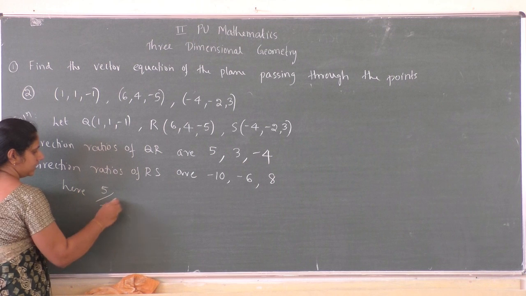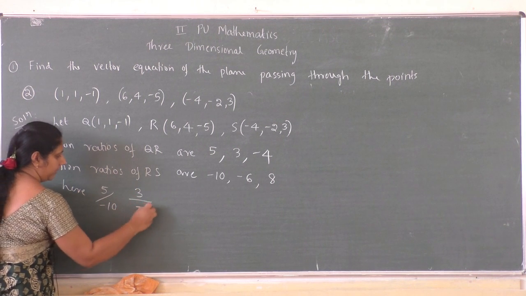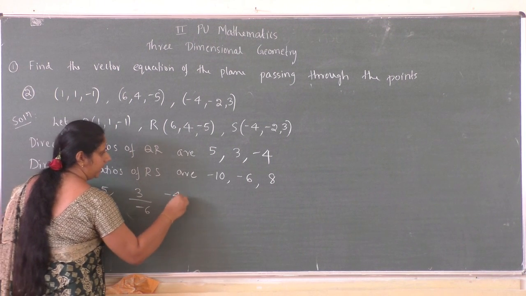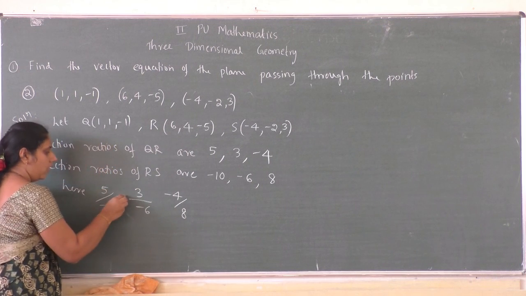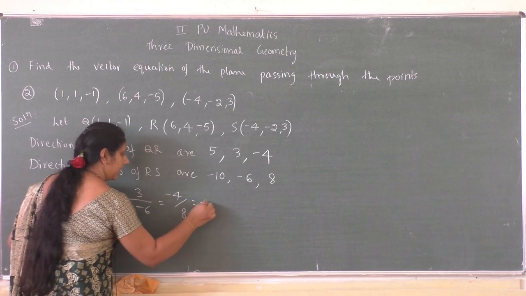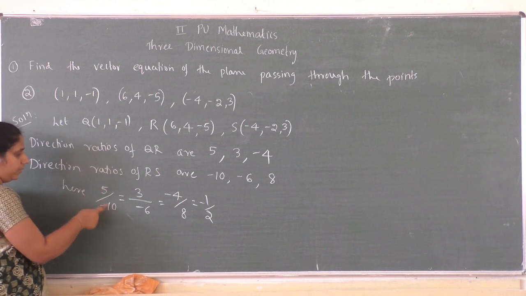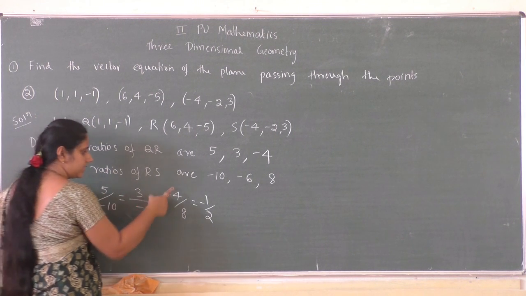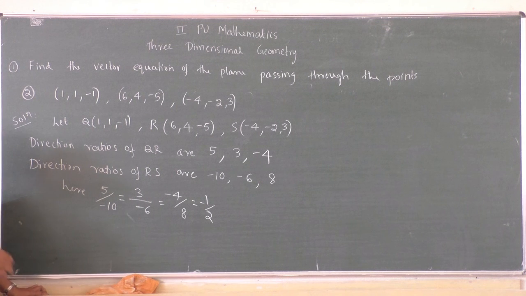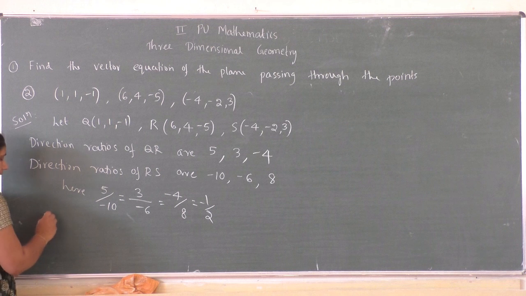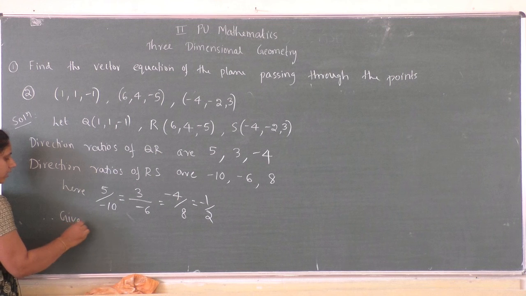See, 5 by minus 10, 3 by minus 6 and minus 4 by 8, all the ratios are equal to minus 1 by 2, right? That means the direction ratios are proportional. Therefore, you can write the given points are collinear.